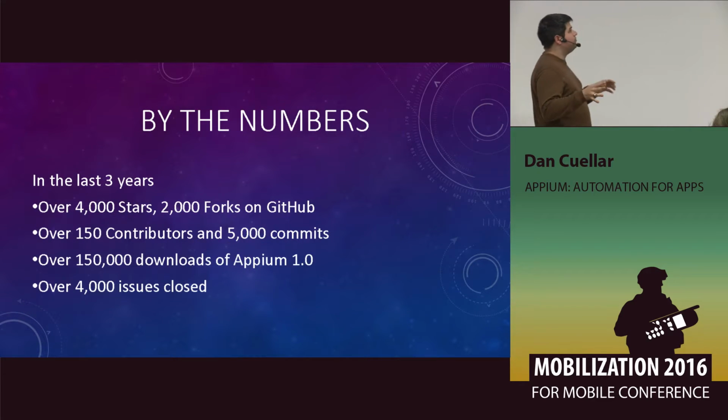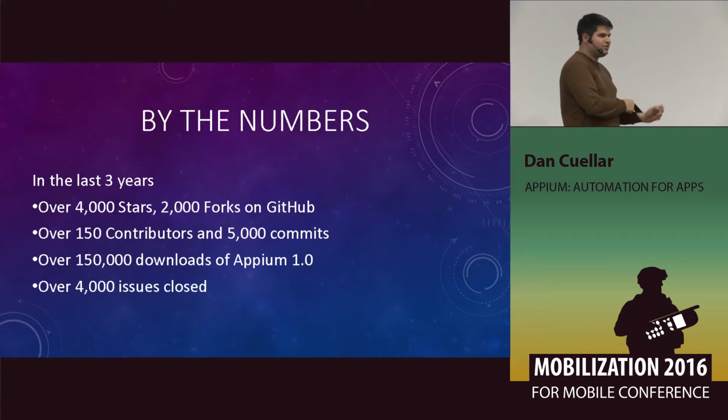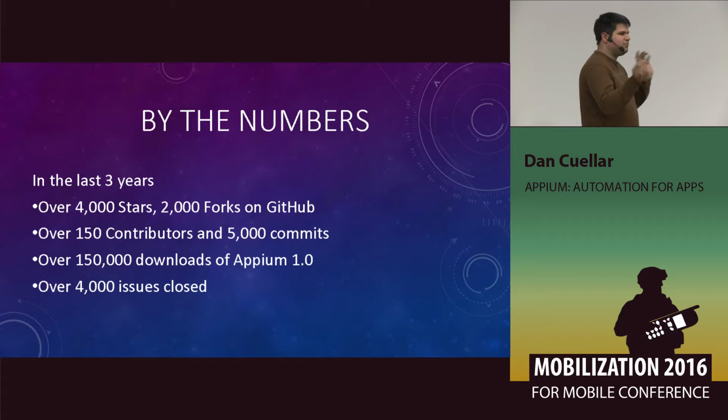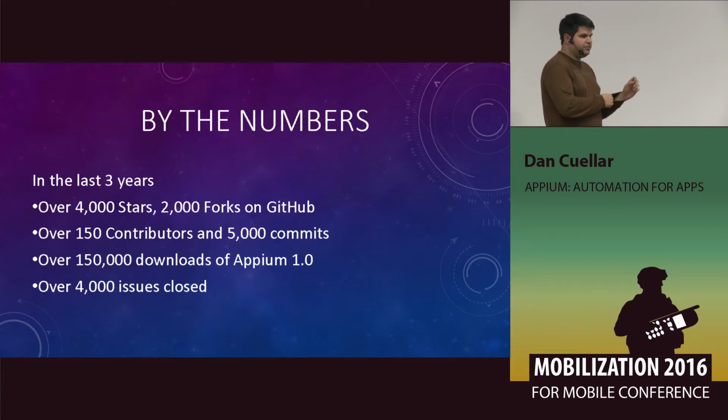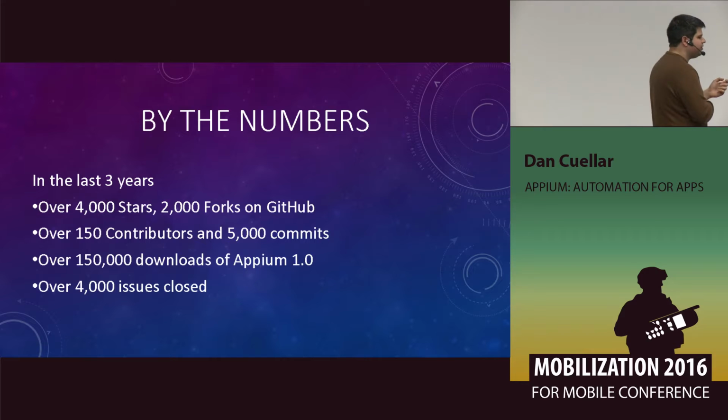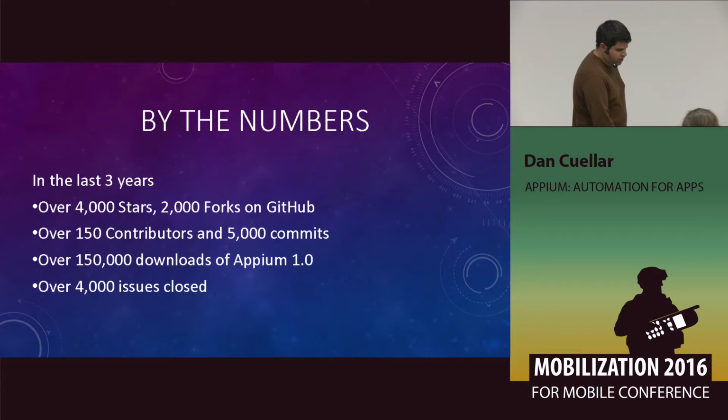So, some numbers for scale. Over the last 3.5, 4 years, we're now at about 4,000 stars on GitHub, which makes us, I think, one of the 300 or 400 most popular, maybe 1,000 most popular projects on there. In JavaScript, we're towards the top. 2,000 forks, which is really high. And over 150 different people commit to the project. We've had over 150,000 downloads of the 1.0, but that was 3 years ago, so it's probably closer to 250,000 at this point. And we fixed over 4,000 issues, which is a two-edged sword: how do we have 4,000 issues? Hey, but they're all fixed.